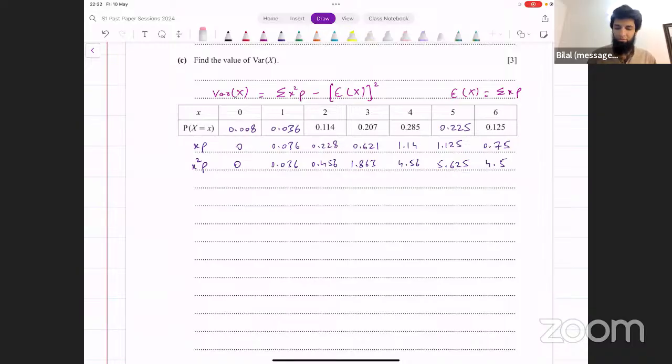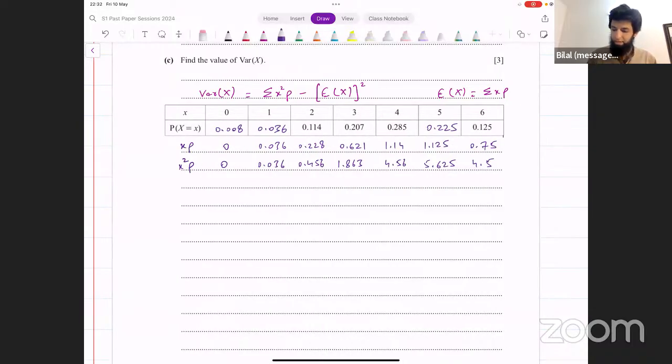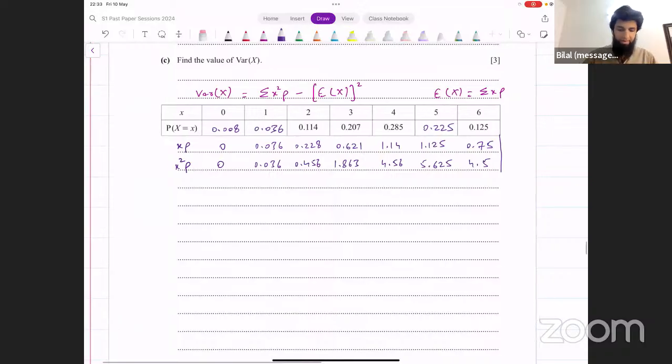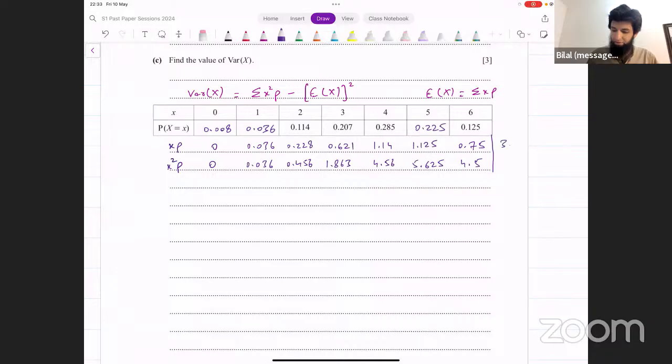Okay. Now let's total these values. Sigma xp. Please confirm this calculation as well. 0.036 plus 0.228 plus 0.621 plus 0.1 plus 1.14 plus 1.125 plus 0.75. Okay, sigma xp is turning out to be 3.9 for me.